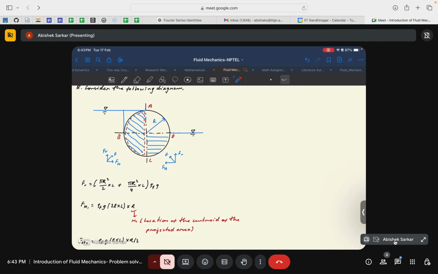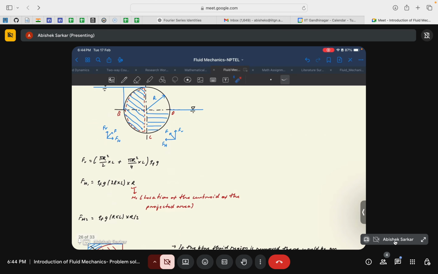So the question is, or actually it's not a question, it's an example. The task is to find the net vertical and horizontal forces that act on this particular cylinder. To find the vertical forces, it's very simple. Again, as I mentioned, just find the net weight of the fluid that is engulfed in this region. Let us dissociate it into two parts. First is this half of the cylinder. We will just do volume times the density, so of course m times the acceleration due to gravity.